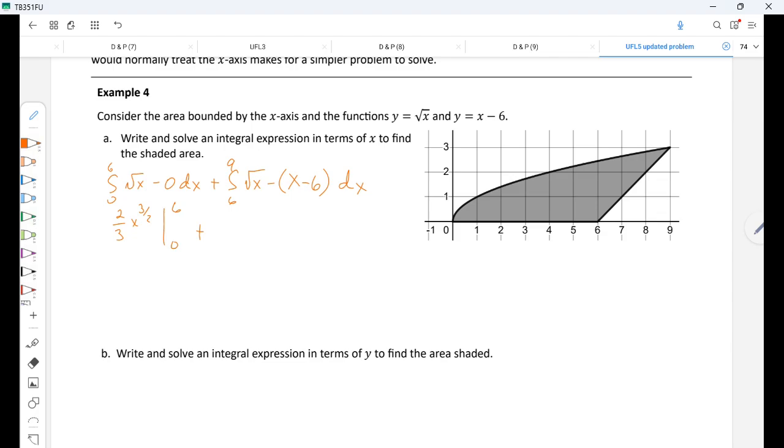And then we've got to do the second integral, which is the same thing: 2/3 x to the 3/2. Make sure you don't forget to distribute in. So that's going to be minus x squared over 2 plus 6x. And we've got to evaluate that all from 6 to 9. So ready, go, evaluate that.